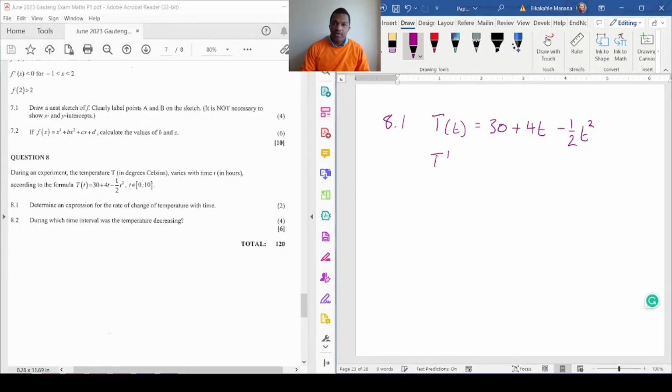You can't derive a number, so that one goes. This one, it's just going to be 4. This one, you bring the 2 down, and then it becomes 2 over 2, which becomes 1, and then that's just minus 1. And then 2 minus 1 gives us just 1, so that's just t. Well, that's it.